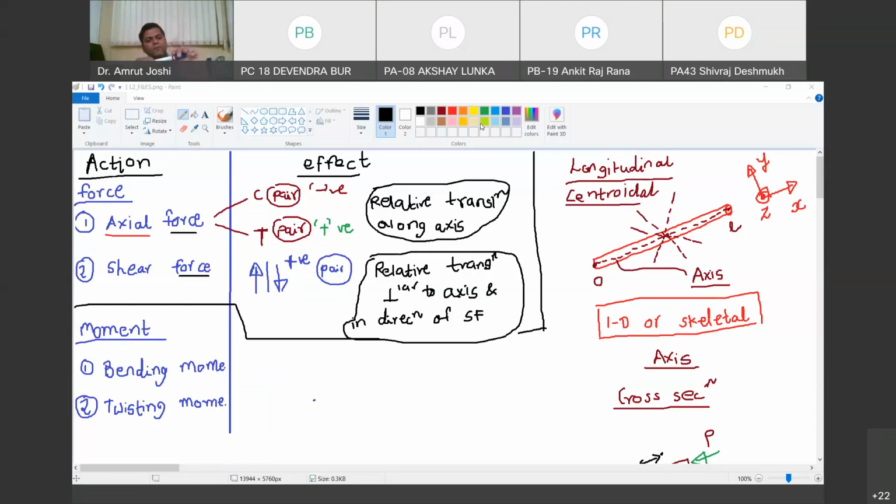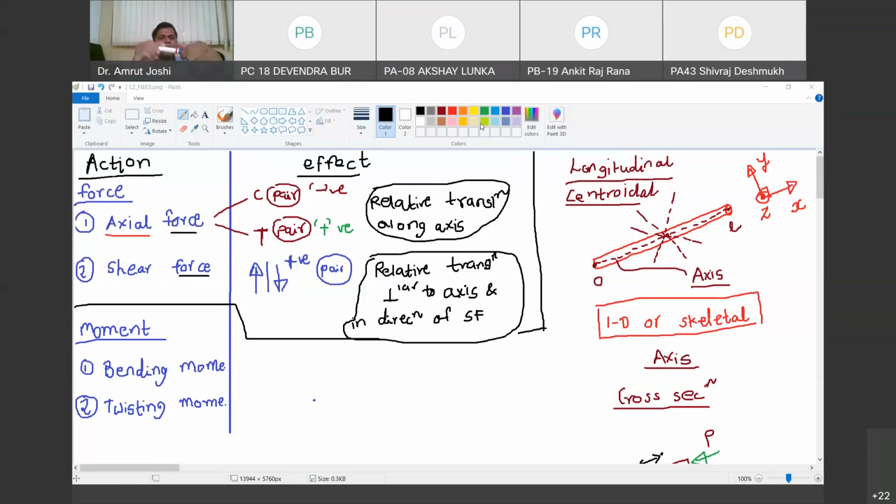Look, if a pair of moments is applied about an axis which happens to be the length of a 1D or skeletal member, meaning the moment is applied about the axis of the skeletal member, then we call that moment a twisting moment. Do you agree with me? Yes, sir. Look, let me show it once again. I am applying both the moments. No doubt it is a pair of moments, but both have been applied about the axis of a skeletal member, isn't it? Yes, sir.